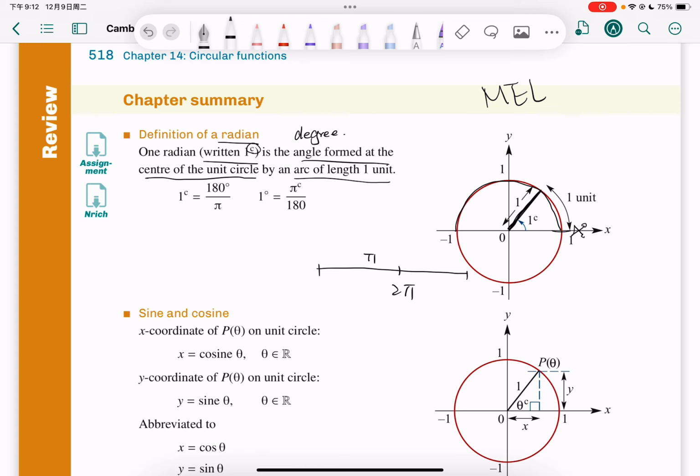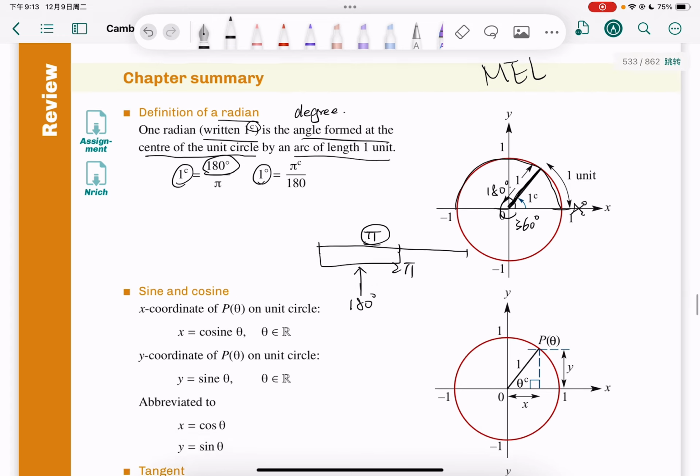And we relate this with degrees. We have 360 degrees, so a half circle, a semicircle, should have 180 degrees. So you can think of it like this: pi corresponds to 180 degrees. And that's how we interchange between radians and degrees. So 1c is equal to 180 divided by pi, and 1 degree is equal to pi divided by 180.